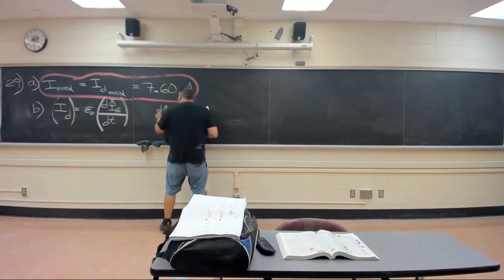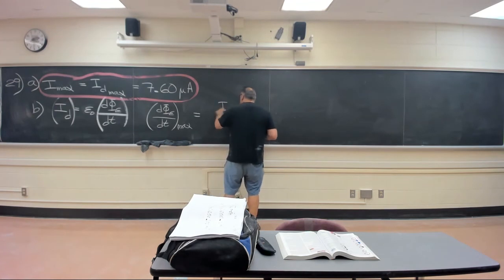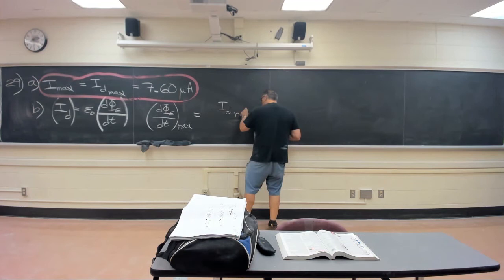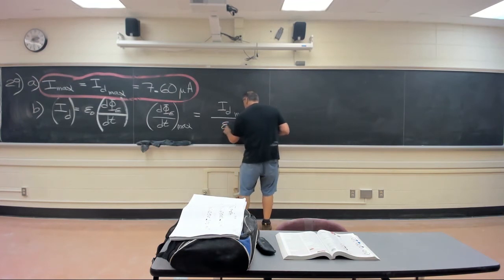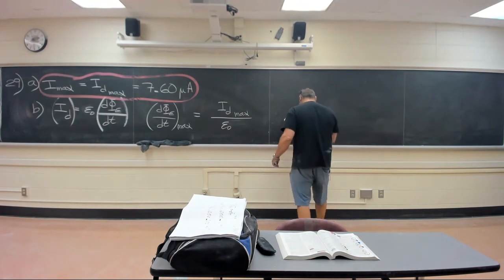You got d phi E dt max, divide by epsilon naught on each side, and talk about the max each time. It's looking like that, right?